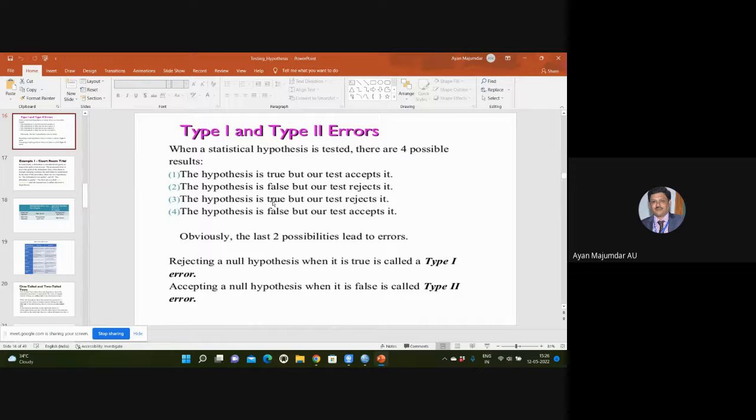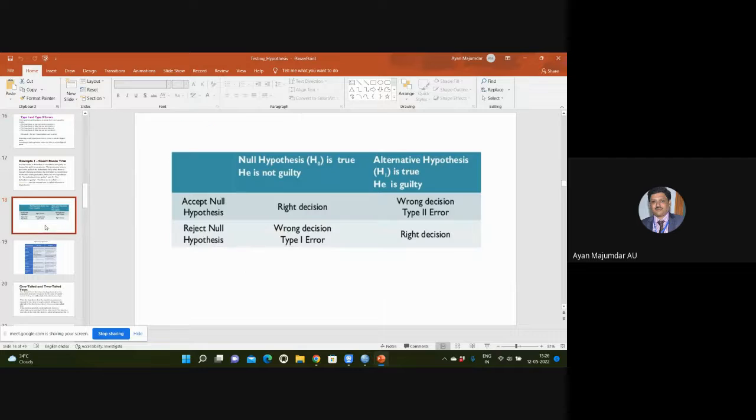But take a case. The null hypothesis is the defendant is innocent. Actually also he is innocent. But the test result rejects the null hypothesis that he is innocent and accepts the alternative hypothesis that he is not innocent. That type of error is known as type 1 error. And the other case, the defendant is not innocent, but the test result accepts the null hypothesis that he is innocent. That type of error is known as the type 2 error.